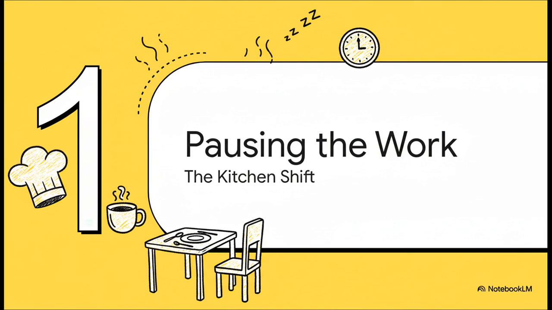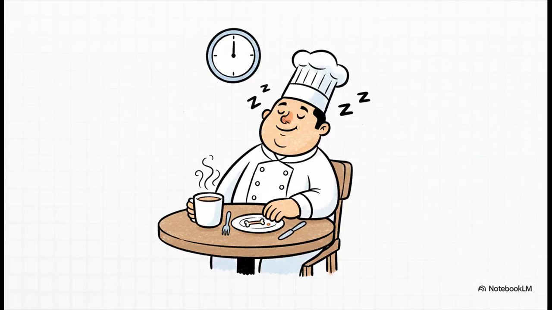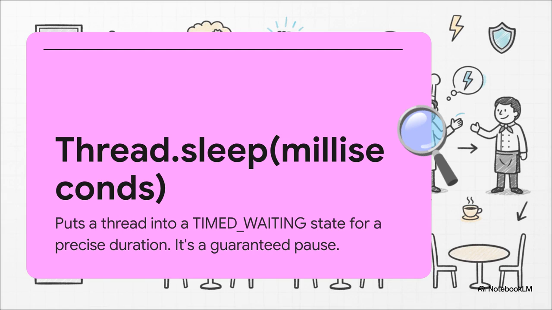In any kitchen, there are going to be natural lulls. Even the best cook needs a break, and, well, threads are exactly the same. So picture this. The big dinner rush is over, and one of our cooks decides, okay, I'm taking my scheduled 10-minute tea break. Now, he's not getting fired, he's not quitting, he's just hitting the pause button for a very specific amount of time. In the world of Java, this is the Thread.sleep method. It's really straightforward. You're just telling a thread to go into what's called a timed waiting state for an exact number of milliseconds. It's a guaranteed pause.